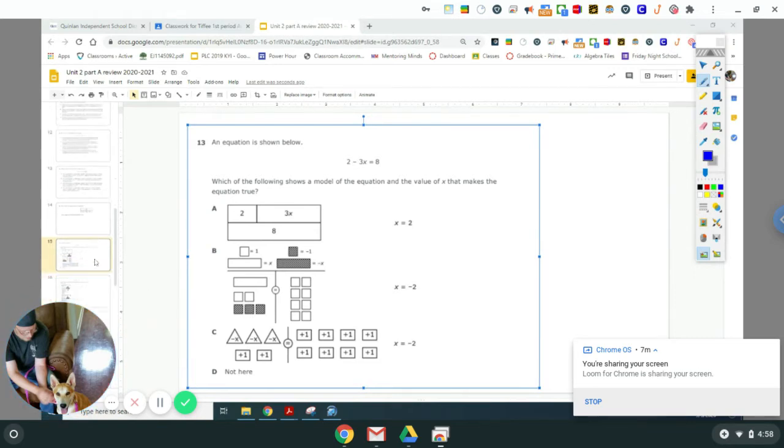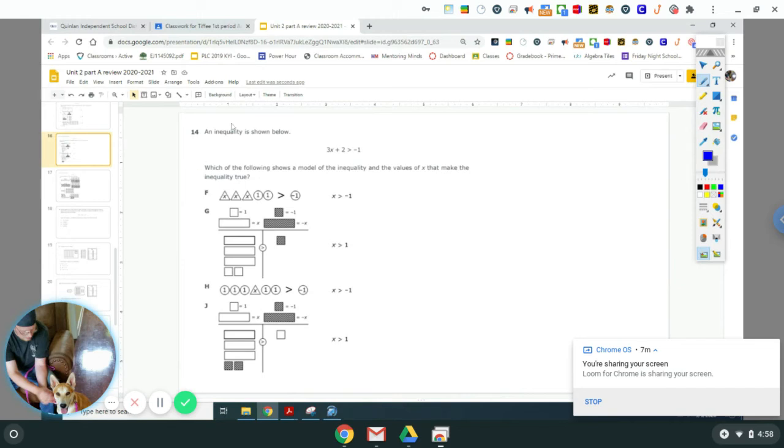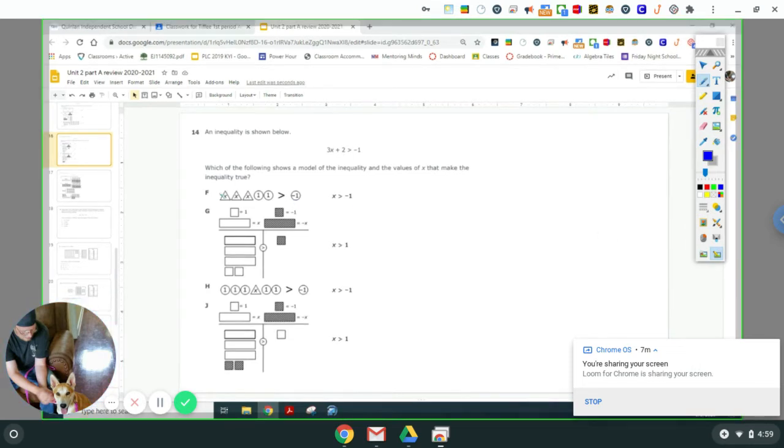14. So 14 is another model. Which of the following shows a model of the inequality of the values of x that makes the inequality true? So again, we've got to figure out which model is correct. So the first model is a possibility because that's 3x plus 2. This G is also a possibility because that's 3x plus 2 is greater than 1. J and H are wrong because the models aren't correct.